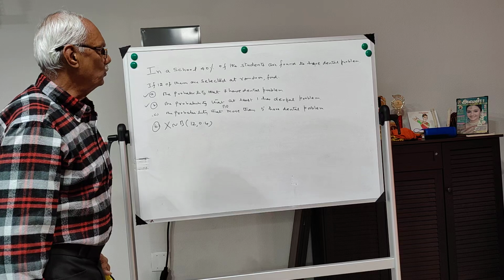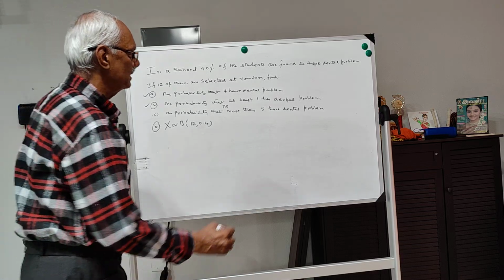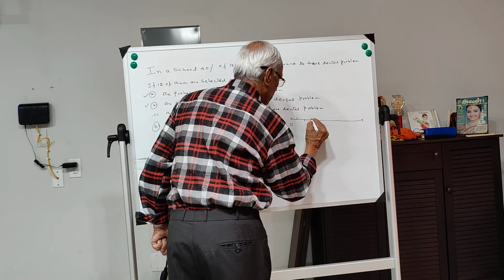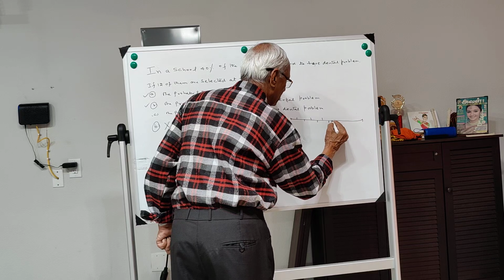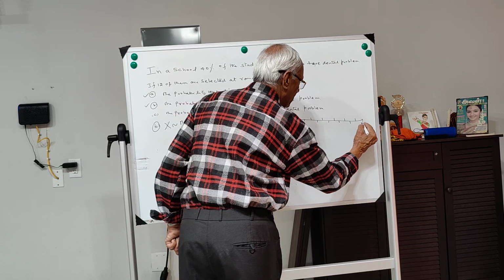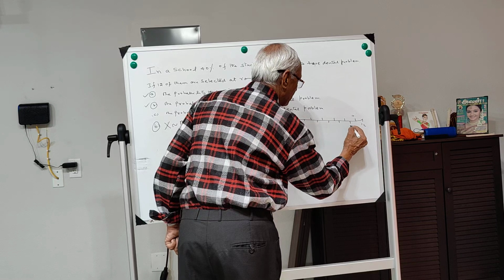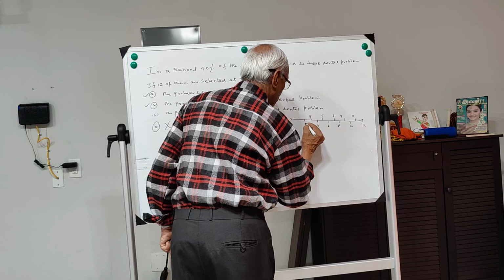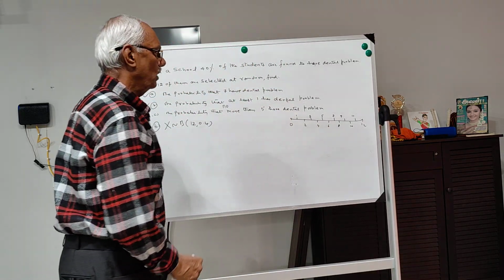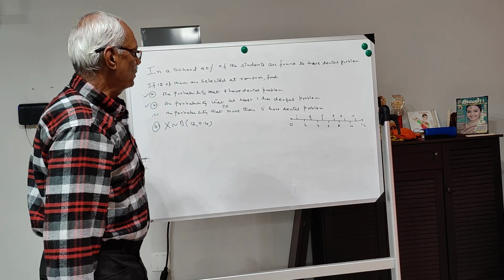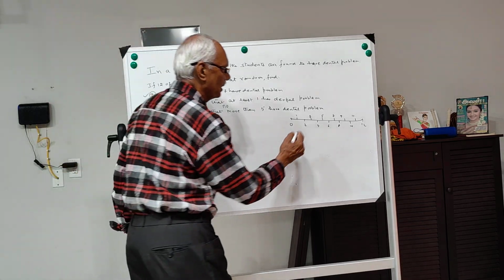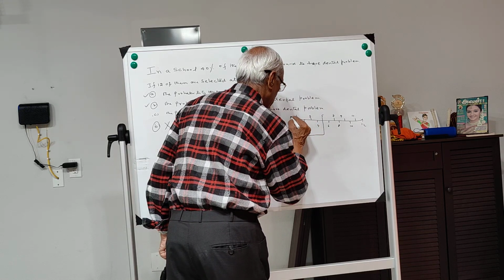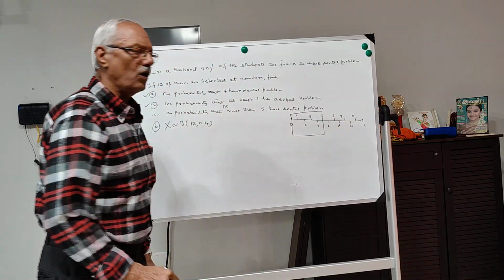Yes, the probability that no more than 5 have dental problems. That means if we put like this, 0, 1, 2, 3, 4, 5, 6, 7, 8, 9, 10, 11, 12. So this is what we have. All these 12 students are there. Not more than 5 students. Here there are 12 students, so you take this 5 students, not more than 5 students.